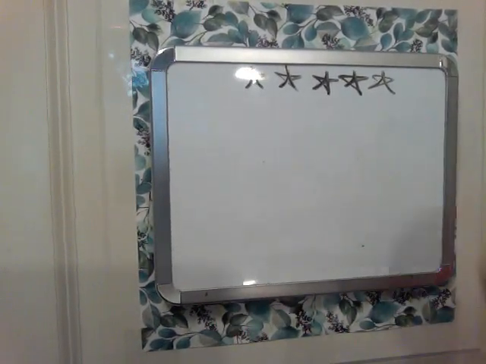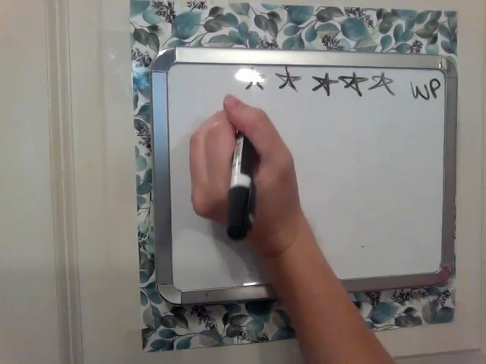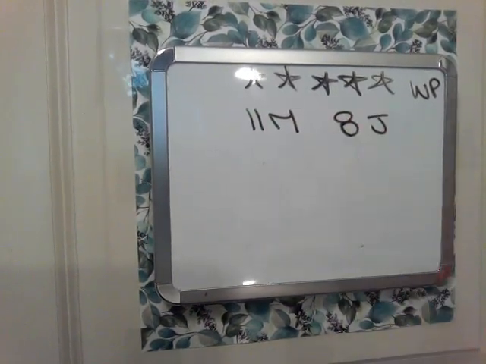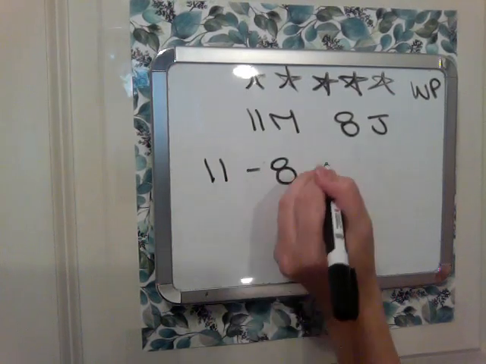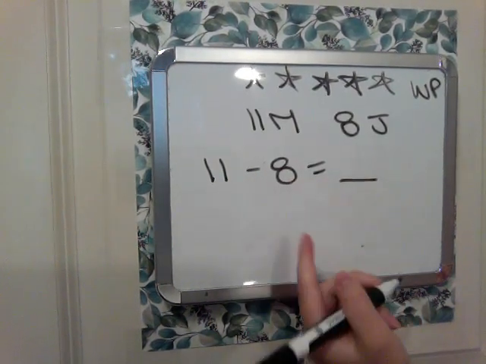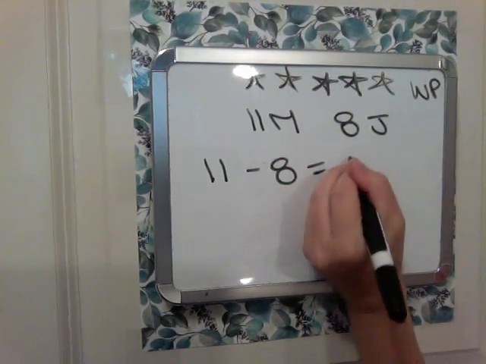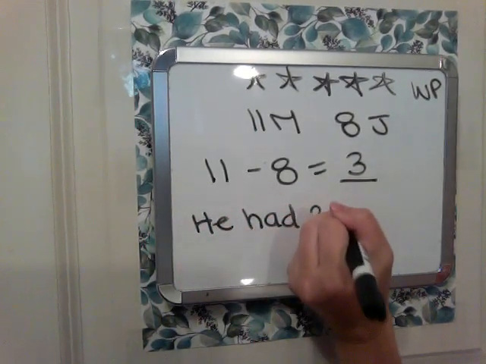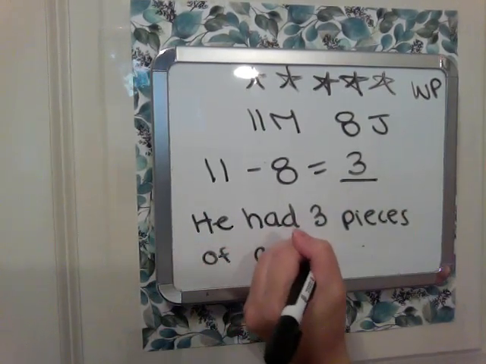And then for the word problem, he had 11 pieces of mail and 8 of them were junk. How many pieces of actual mail did he have? So for our equation, there's 11 total. We want to get rid of that 8 to find out how many were not junk. I'm going to count up 8, 9, 10, 11. So 11 minus 8 is 3. So he had 3 pieces of actual mail.